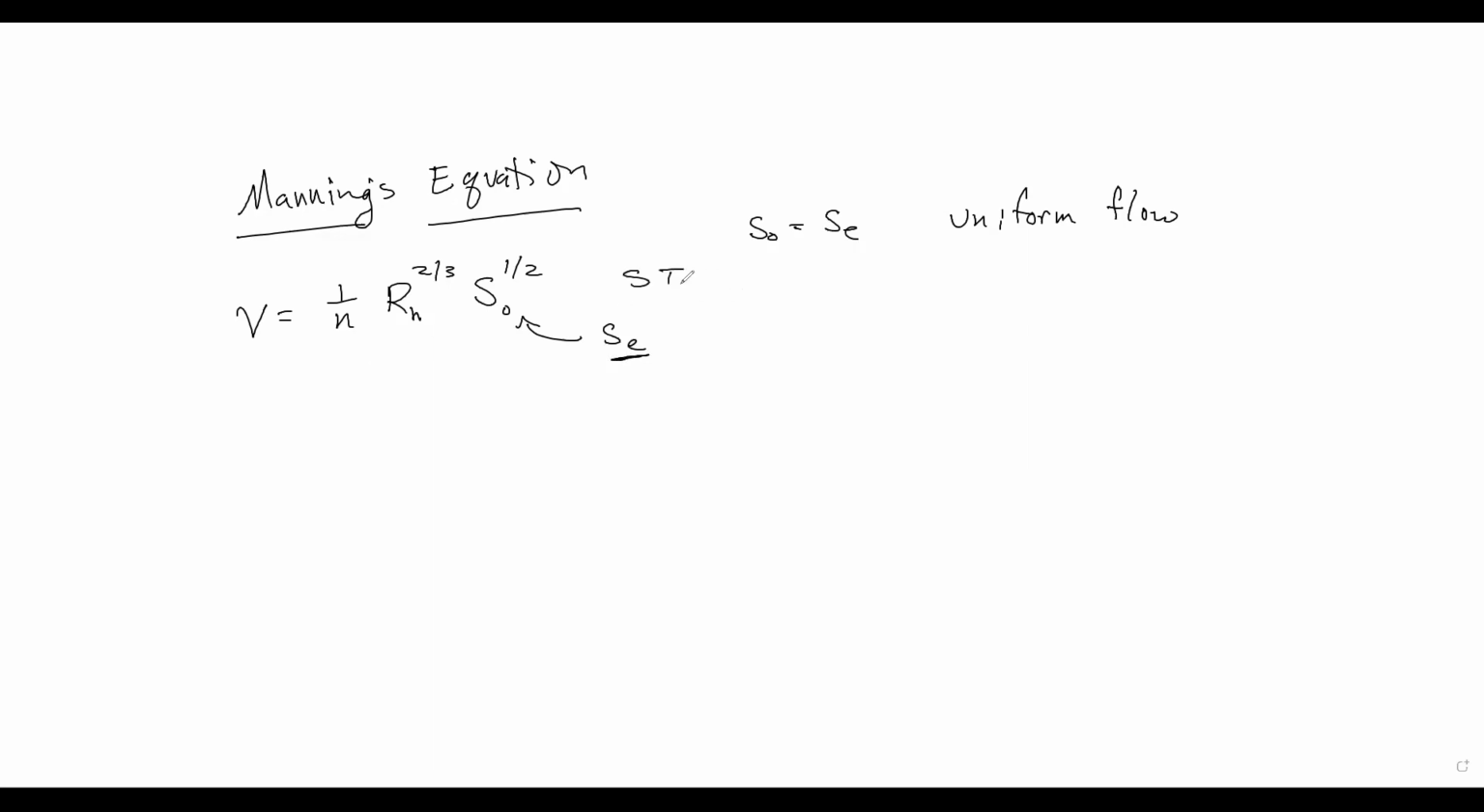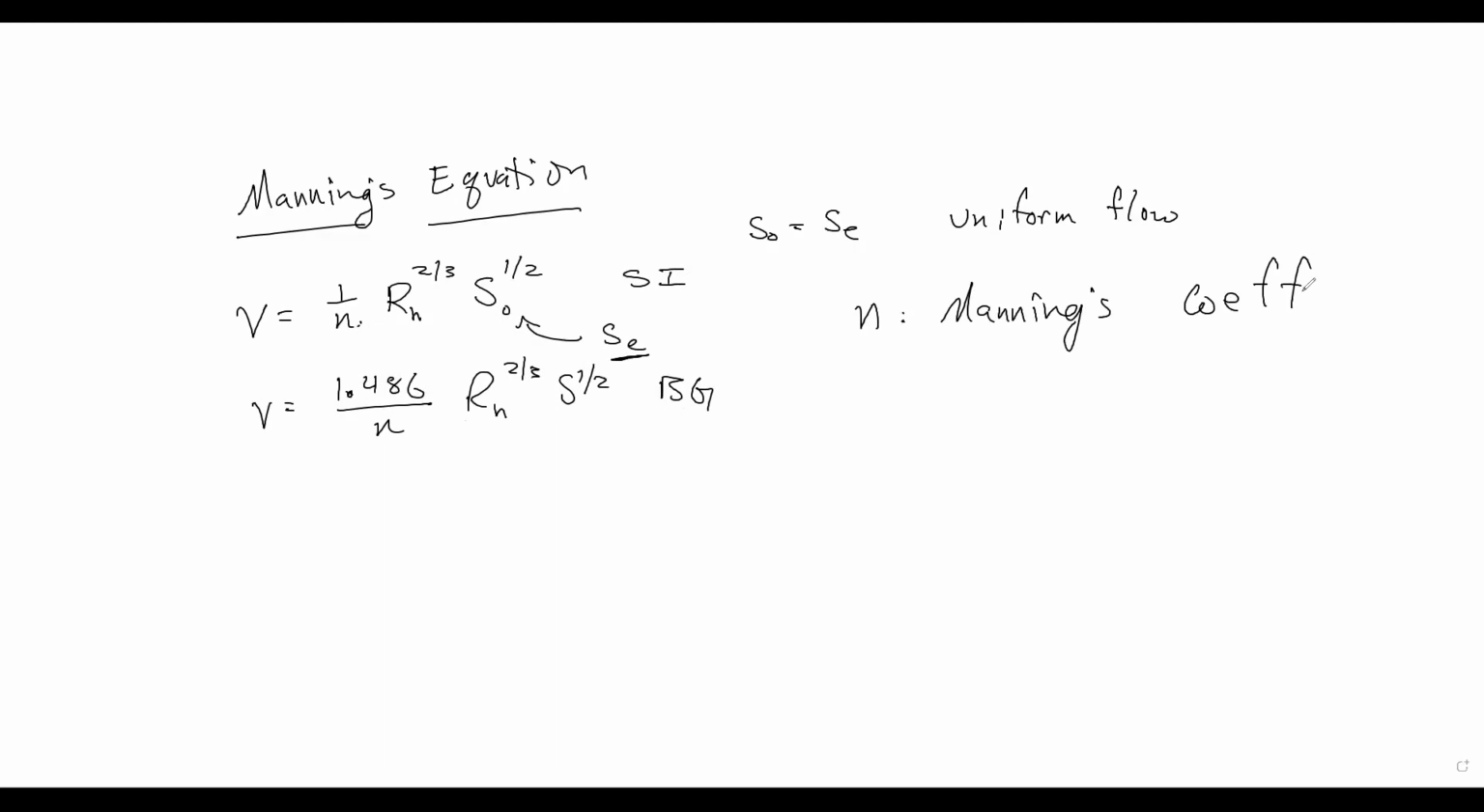So this is for SI, and then V is equal to 1.486 or 1.49 over n, R_H to the 2/3, S to the 1/2 for British gravitational standard. So this is the only term that changes. n is our Manning's coefficient. If you do any kind of modeling of rivers, you're going to be looking at tables of Manning's coefficients. There's books of Manning's coefficients.